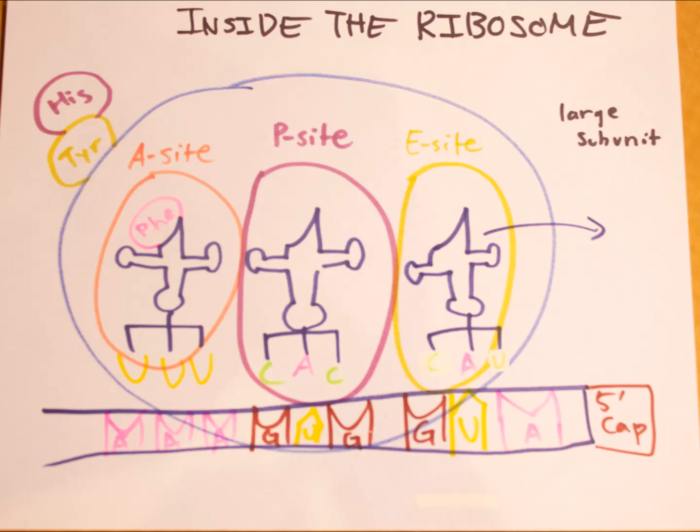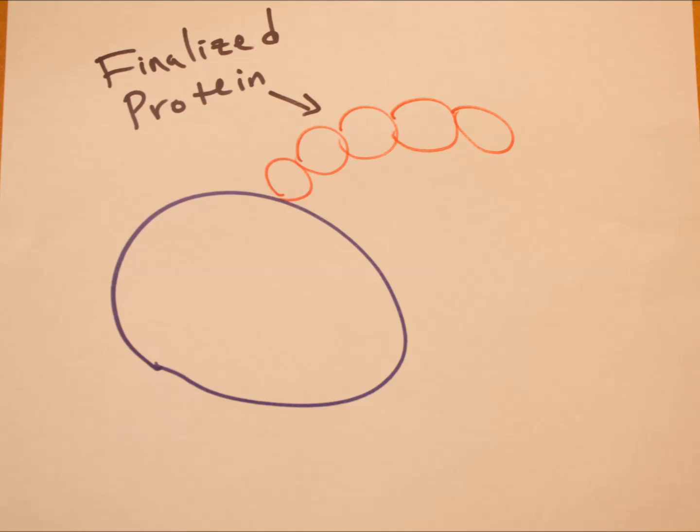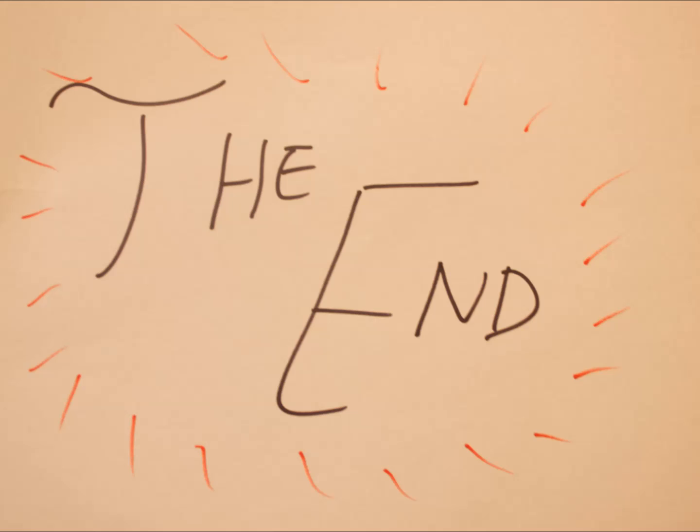Finally, the used tRNA exits through the E site to be reused in the cytoplasm. The polypeptide chain formed in the P site, once completed, is the protein and is released into the cytoplasm. This final step is called Termination. This ends our protein synthesis presentation. Thank you very much.